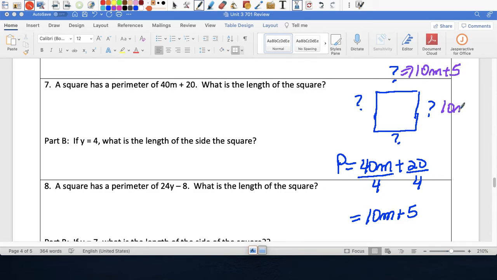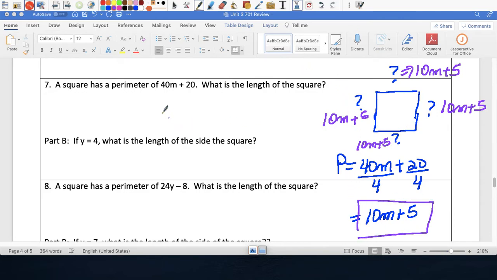This is 10M plus 5. Every side of the square is 10M plus 5. So that's your answer.